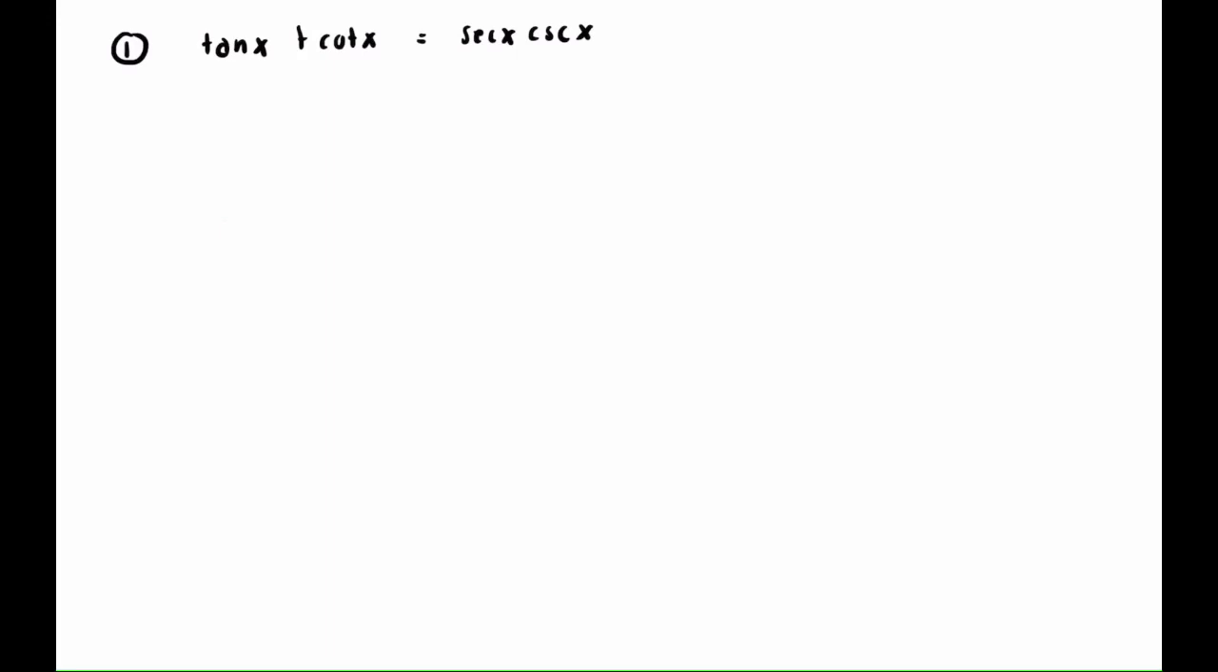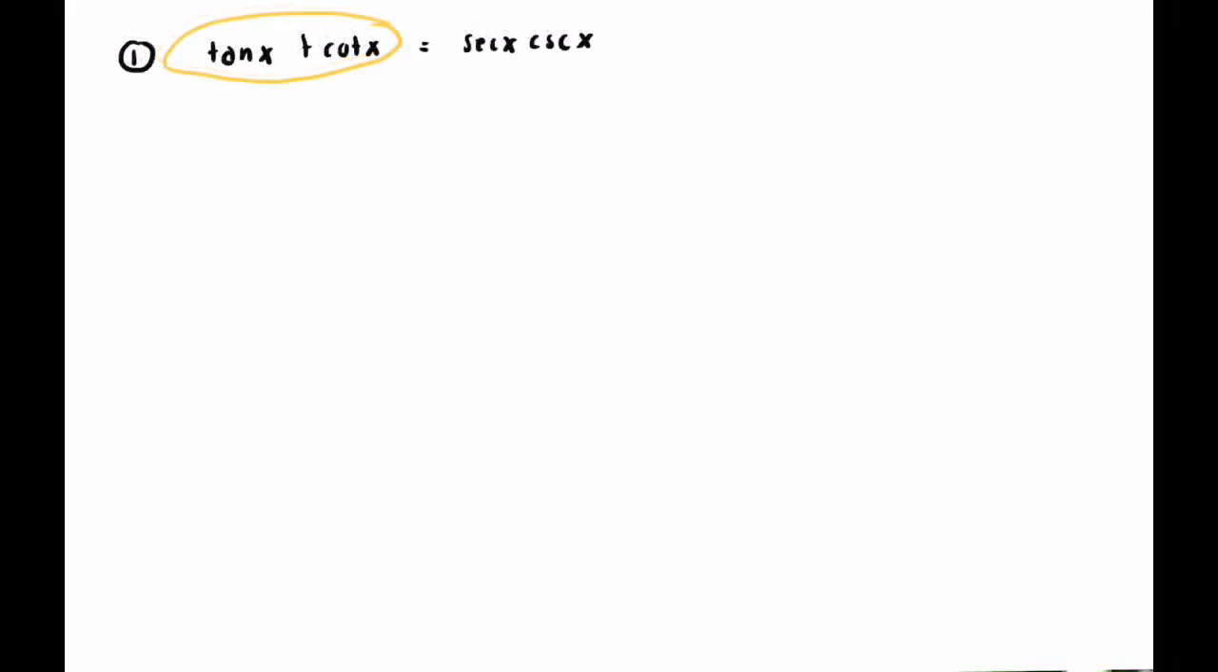In this equation, we'll be proving the left side of the equation, which is tangent x plus cotangent x. First step is to find the ratio identity of tangent and cotangent. According to the ratio identity, tangent is equal to sine over cosine, and cotangent is equal to cosine over sine. So the equation will be transformed to sine x over cosine x plus cosine x over sine x.